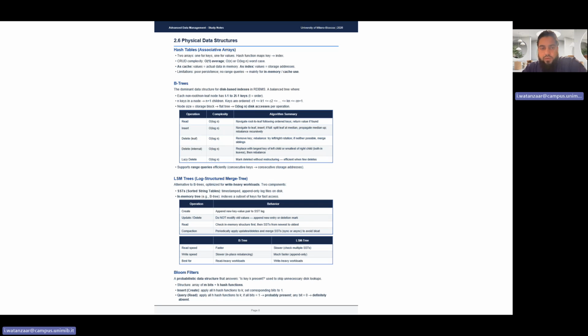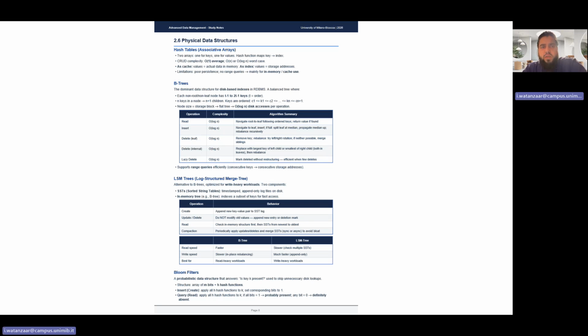Delete, leaf or internal: in the leaf case, remove the key, then rebalance by trying right and left rotations. If neither is possible, merge siblings. For deleting an internal key, replace it with the largest key of the left child or the smallest of the right child, both in leaves, then rebalance. The last one is lazy delete, which is important and efficient when few deletes occur. It only flags the key, deleting without restructuring.